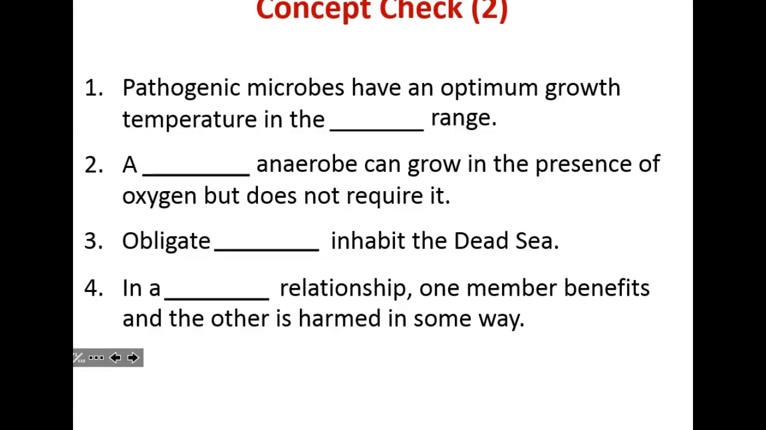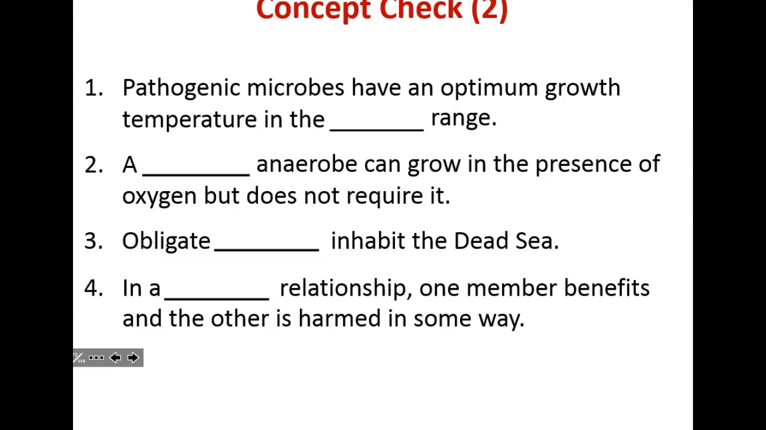Pathogenic microbes have an optimum growth temperature in the range of what to what? Degrees Celsius. Say it again. What kind of anaerobe can grow in the presence of oxygen but does not require it? The difference in the words what? Obligate and facultative.